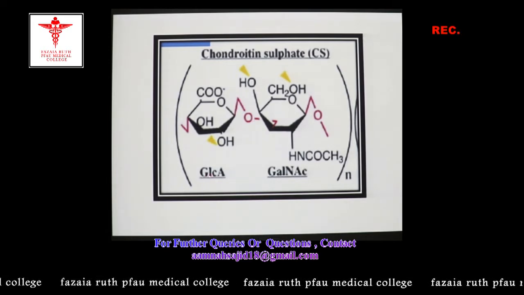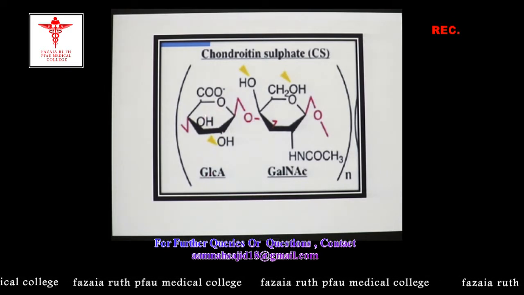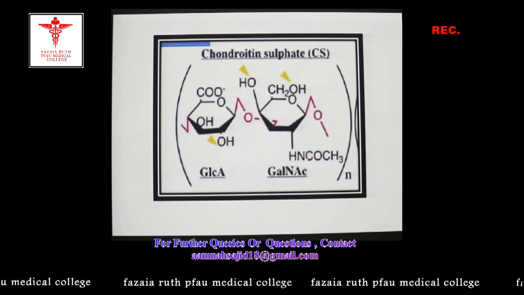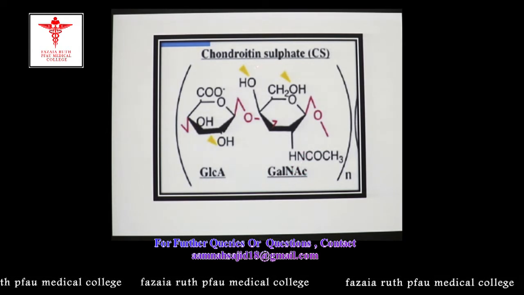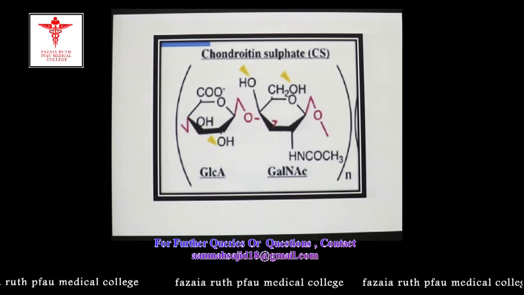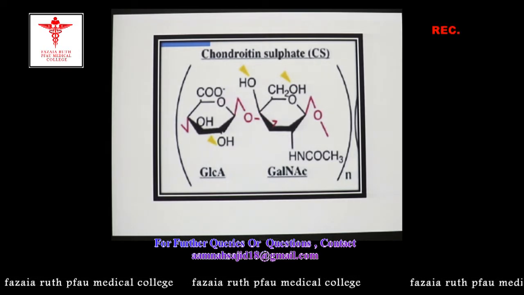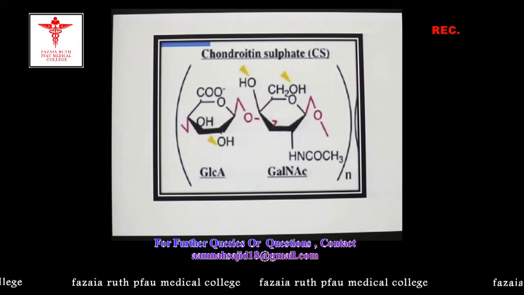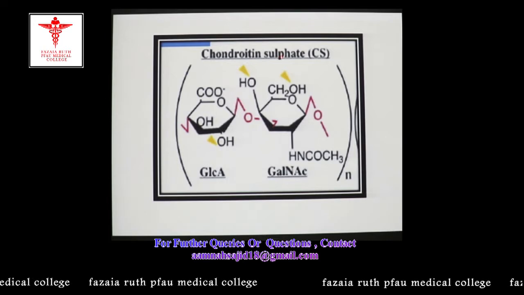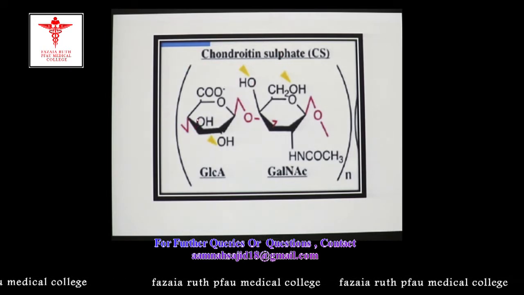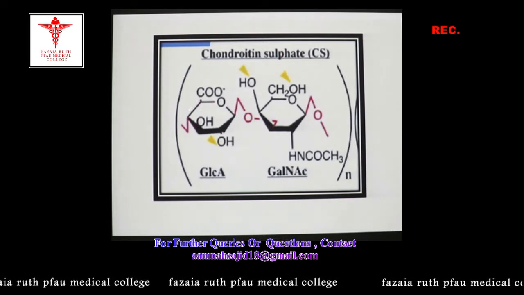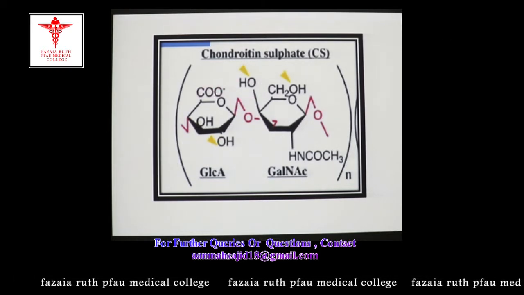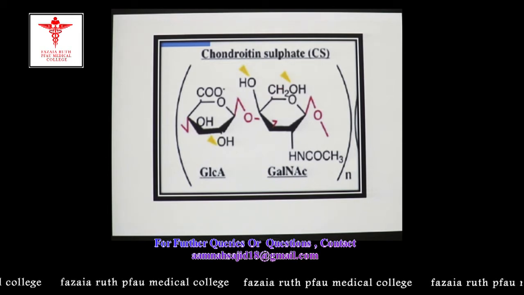This is known as glucuronic acid, which is the acidic sugar component of chondroitin sulfate, and this is N-acetyl galactosamine, which is the amino sugar component of chondroitin sulfate, and together they form a glycosidic linkage and form a disaccharide unit, and this disaccharide unit is repeating in the structure of chondroitin sulfate. And this is the hallmark of glycosaminoglycans. They are composed of repeating disaccharide units, and these disaccharide units are composed of an acidic sugar and an amino sugar.